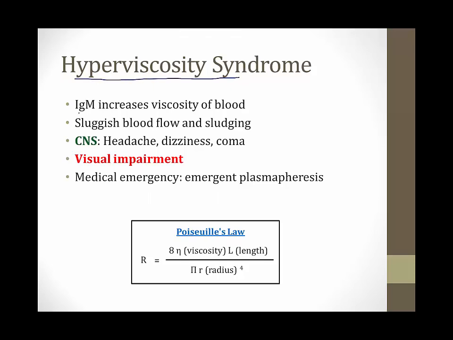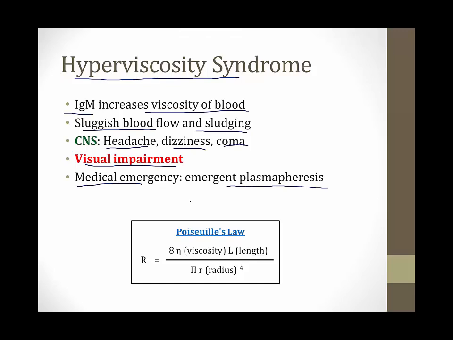As I mentioned before, this is because IgM is a large antibody, and when it's present in excess, it increases the viscosity of blood. This leads to sluggish blood flow and sludging of blood, and the important place where this can affect blood flow is in the central nervous system. Poor blood flow through the central nervous system can cause symptoms like headache and dizziness and coma. It can even lead to visual impairment and potentially blindness. A hyperviscosity syndrome, when present in Waldenstrom macroglobulinemia, is a medical emergency. The treatment is emergent plasmapheresis, which is a technique for removing the IgM antibodies from plasma.